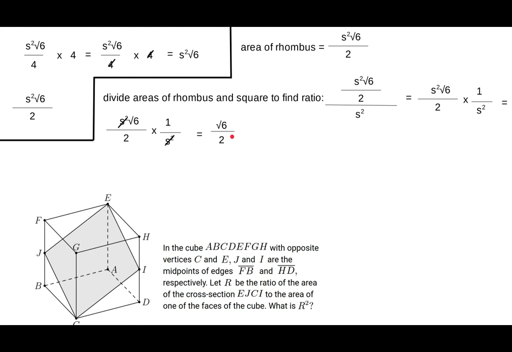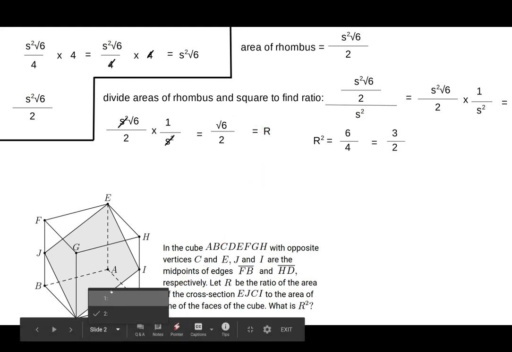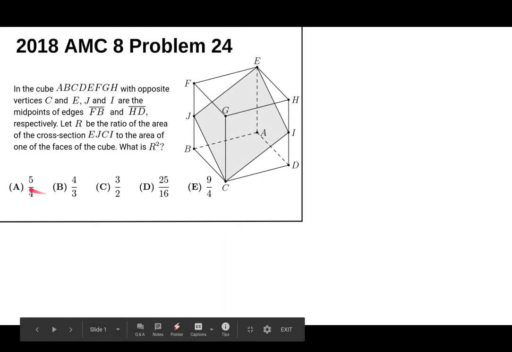Now all we got to do is square it. That's r. So now r squared is 6 over 4 because if we square that, we can do square root of 6 squared over 2 squared. The square root of 6 squared is 6, and 2 squared is 4. So r squared is 6 over 4, which can be written as 3 over 2. So the answer is C.